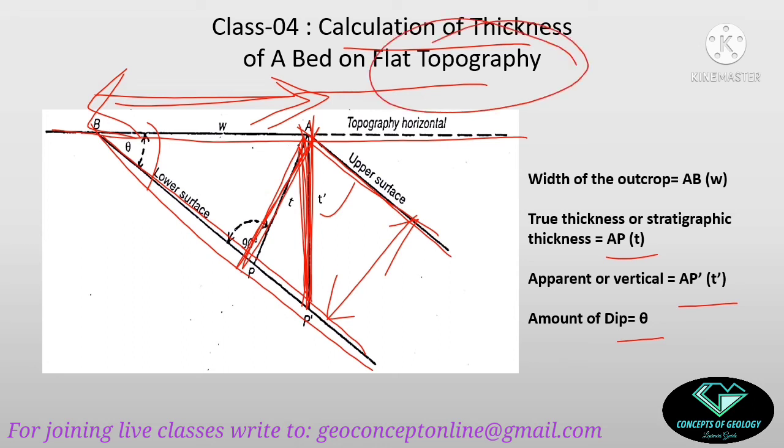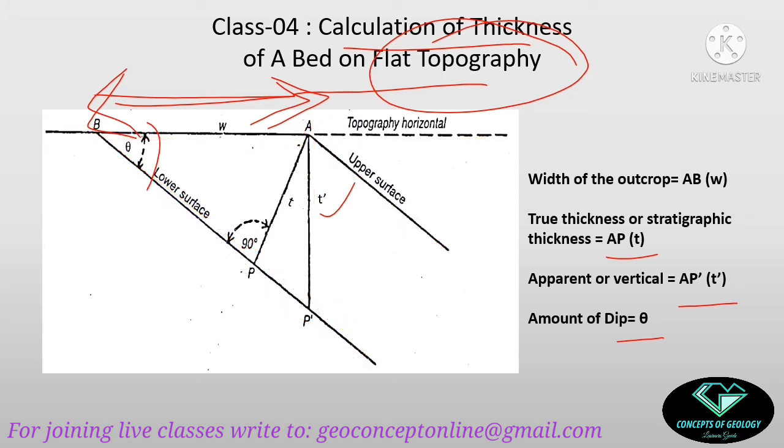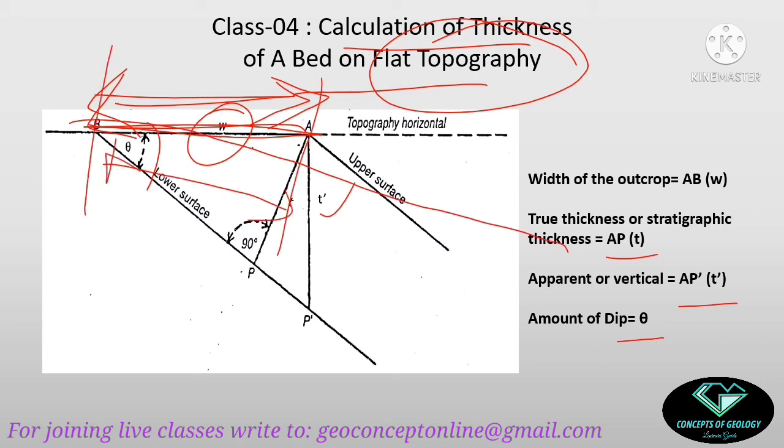Why flat topography? Because if the topography is not flat on this terrain, I will have a different value of W, okay. So this width of the outcrop actually depends on the topography. If the topography is sloping like this one, I will have the length of W this one, okay. So this will be the width of the outcrop, okay. So that's why it is clearly mentioned in the problem that we are going to calculate the thicknesses of a bed on a flat topography, okay.